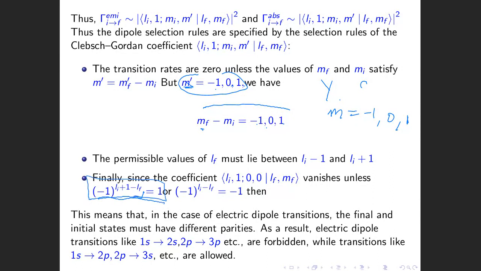So this means that Li minus Lf has to be odd. So they have to have odd parities. This means that you cannot go from 1s to 2s in this type of dipole approximation. You cannot go from 1s to 2s or 2p to 2p. There have to be different parities. So you can go from 1s to 2p, that one would be allowed, or maybe from 2p to 3s or something like that. Those types of transitions are allowed.